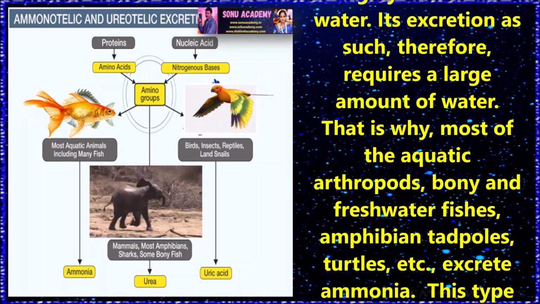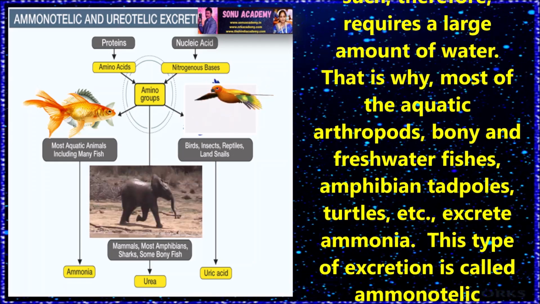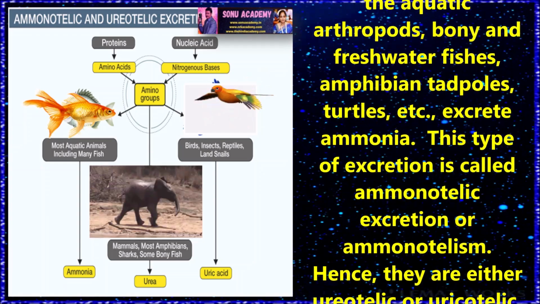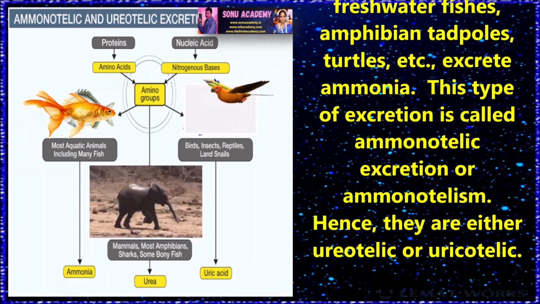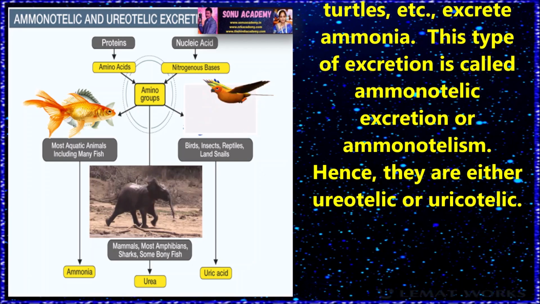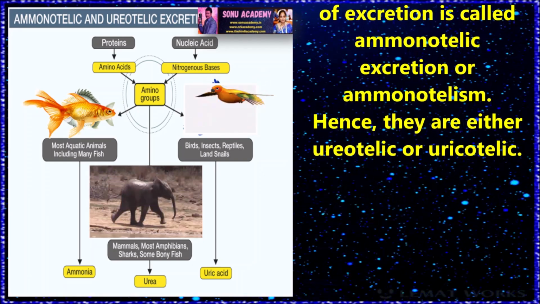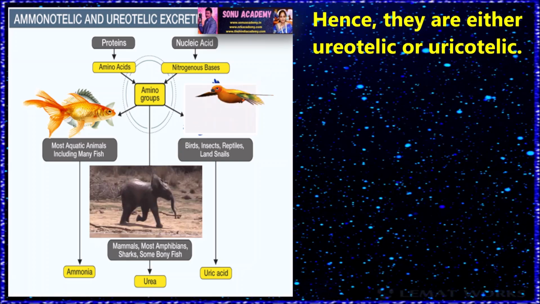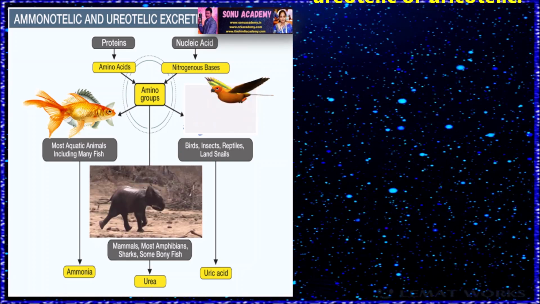That is why most of the aquatic arthropods, bony and freshwater fishes, amphibians, tadpoles, turtles, etc. excrete ammonia. This type of excretion is called ammonotelic excretion or ammonotelism. Hence they are either urotelic or uricotelic.